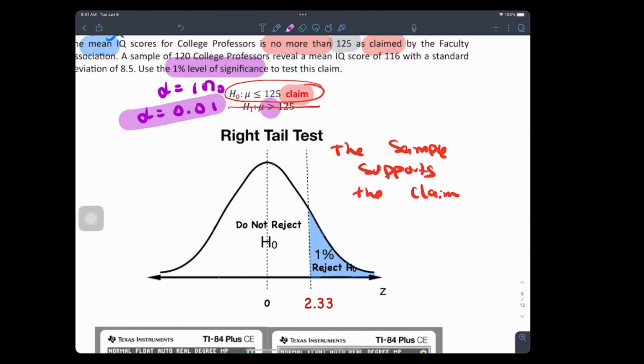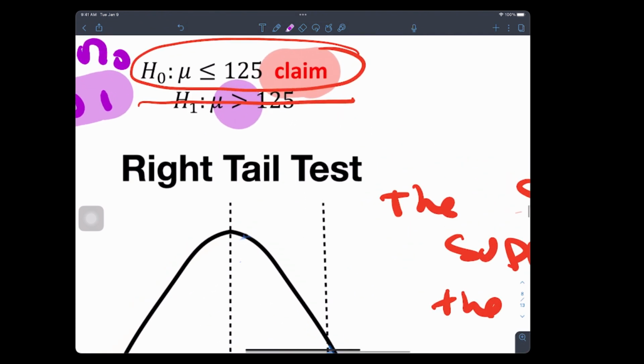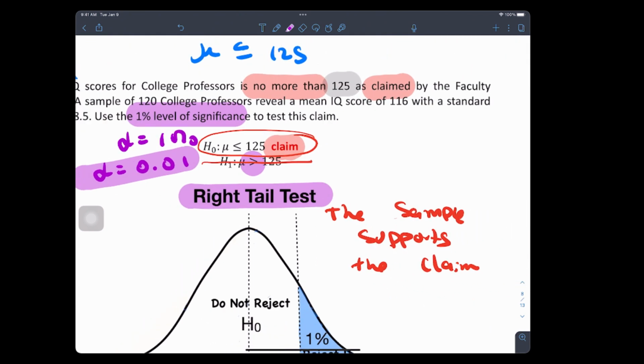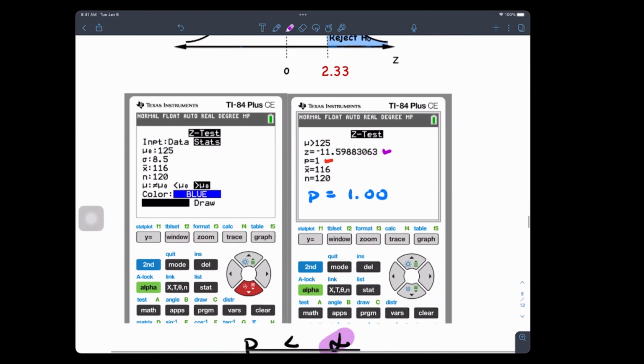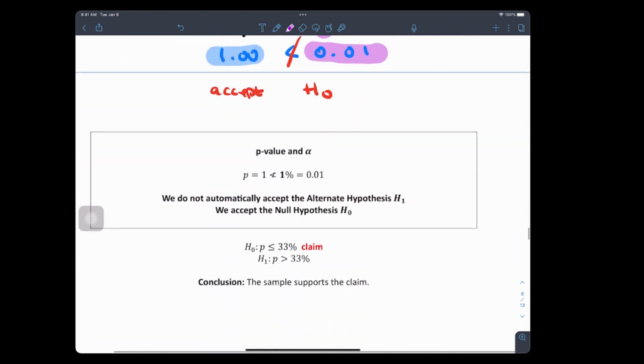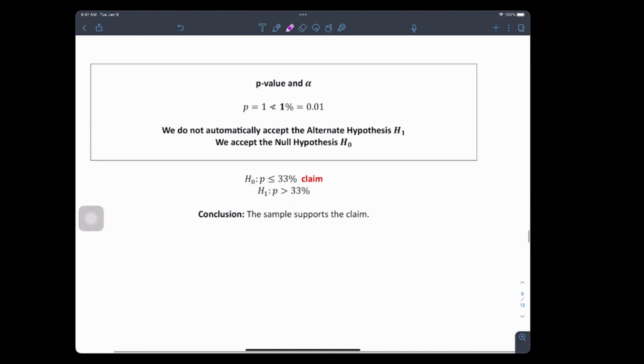Now, I didn't say this, but notice, isn't that a right tail test again? Because the inequality is pointing to the right. You always look at the alternate hypothesis that tells you that. So anyway, these are all the details we used last time. Every one of these things we used last time. These are examples. And then there's my summary. P is 1, which is not smaller than 1%. We do not accept the alternate. We accept the null. Sample supports the claim.